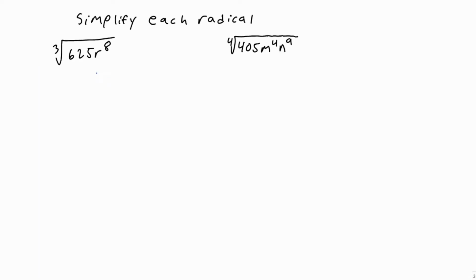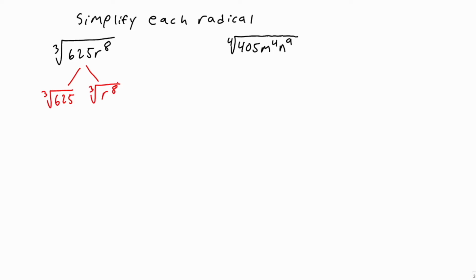All right, and now a little bit more simplifying, but this time we've got some variables thrown in. So we're going to simplify the cube root of 625 r to the eighth. So first we're going to split these up, so we're just looking at the cube root of 625 and then we'll look at the cube root of r to the eighth.